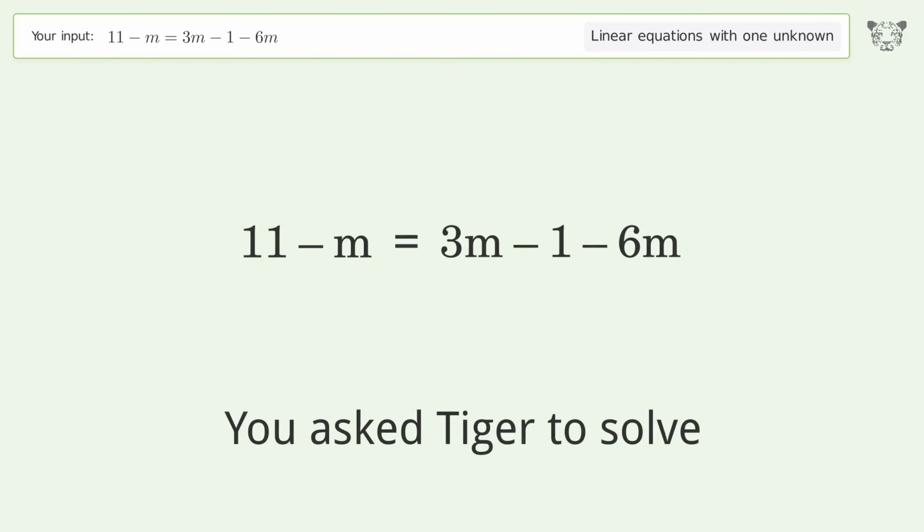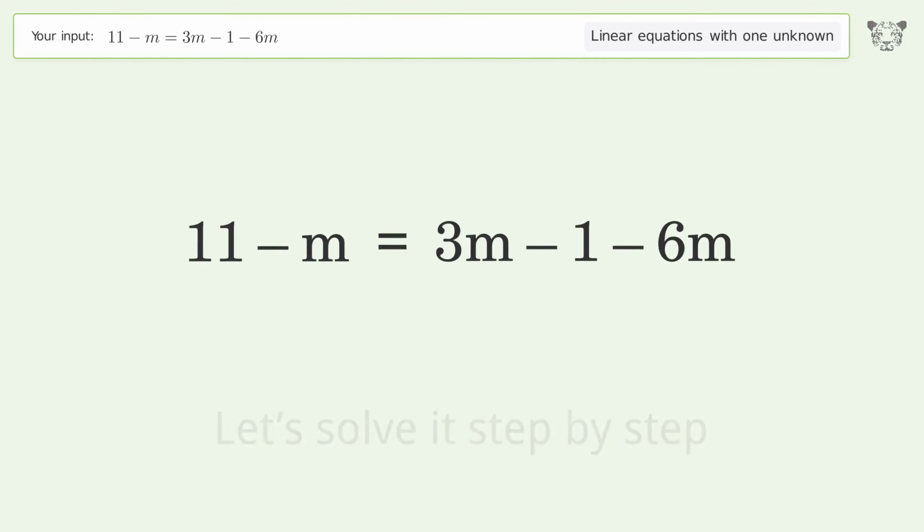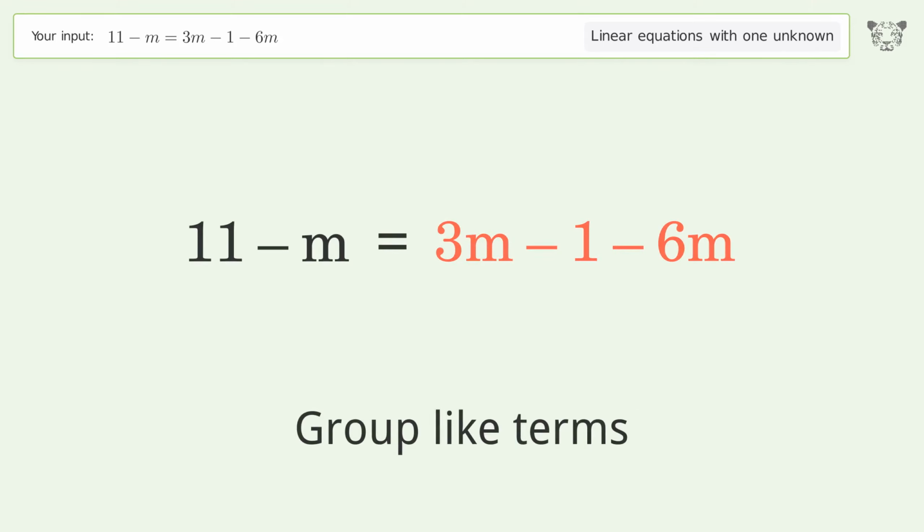You ask Tiger to solve. This deals with linear equations with one unknown. The final result is m equals -6. Let's solve it step by step. Simplify the expression. Group like terms.